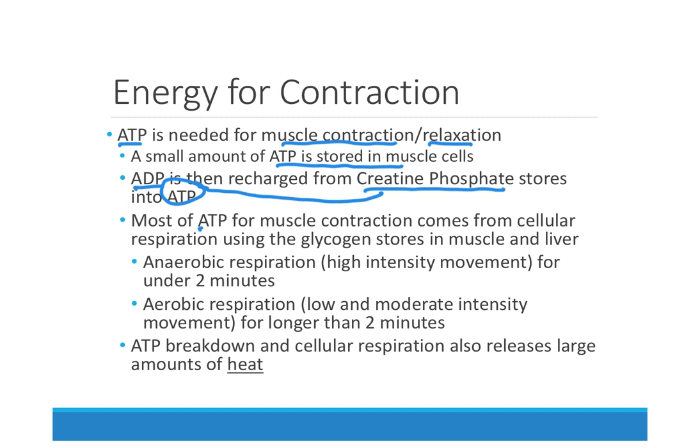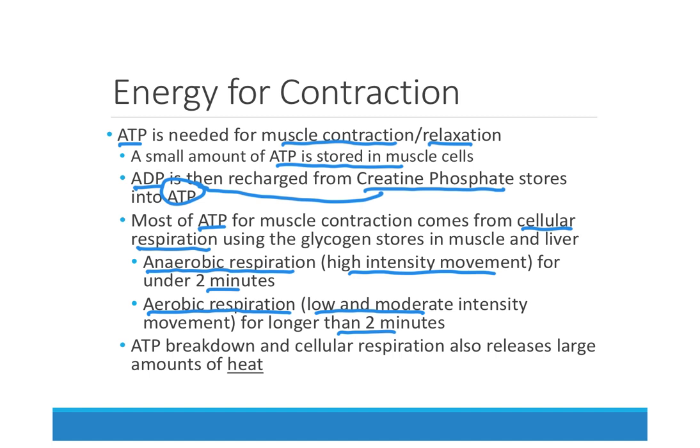But most of the ATP for muscle contraction is coming from cellular respiration, using glycogen that's been stored in muscle and in the liver. Anaerobic respiration is what your body will use first for high-intensity movement or the quick burst of movements, things that happen in less than 2 minutes. And then aerobic respiration, involving oxygen, will take over when you're doing something that is low intensity and goes on for much longer than 2 minutes.